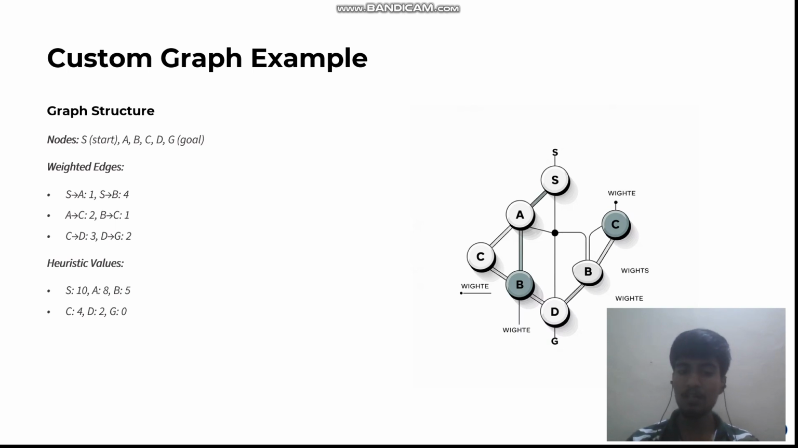Each node also has a heuristic value, which is the estimated cost to reach the goal. S equals 10, A equals 8, B equals 5, C equals 4, D equals 2, and G equals 0.